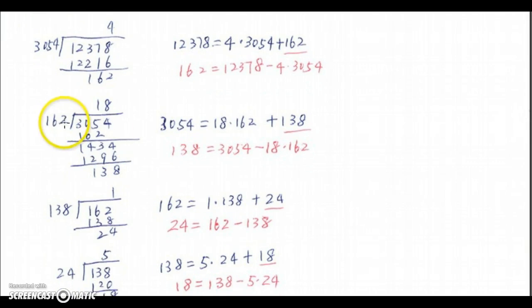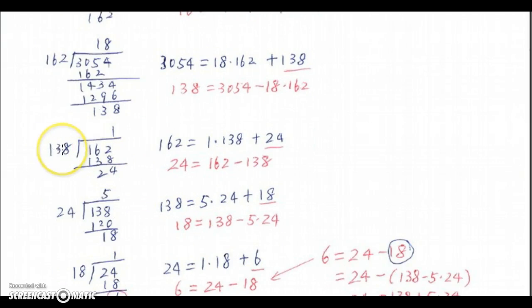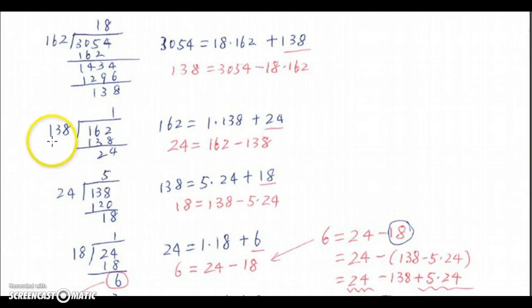And now we take 162 and the last remainder 138 and divide them again. So 162 divided by 138, quotient 1, remainder 24. So we write 162 as 1 times 138 plus 24. And again, we take 138 and the remainder 24 and divide them.